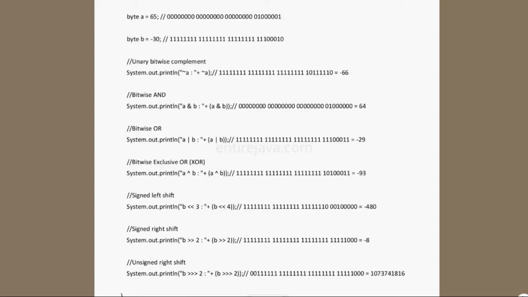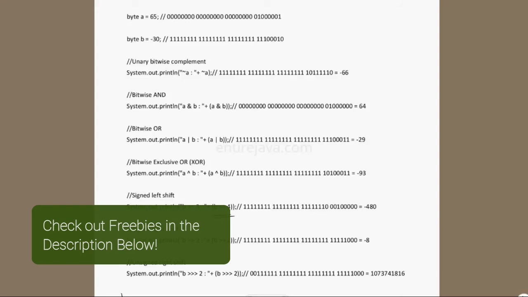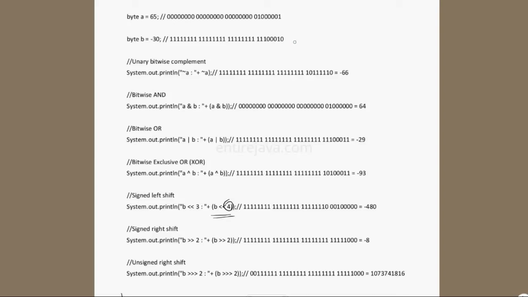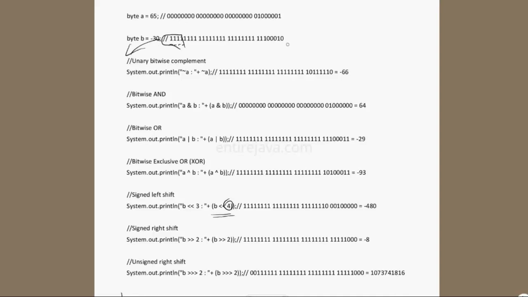And we have the signed left shift operator. So what this essentially does is, since we're doing a left shift by 4, it's going to push these digits towards the left side 4 times. So what that would result in is all these 4 bits will fall off and we get 4 empty places here, and those will be filled with zeros. That's exactly what we have here. And when you convert that to decimal, we would get -480.